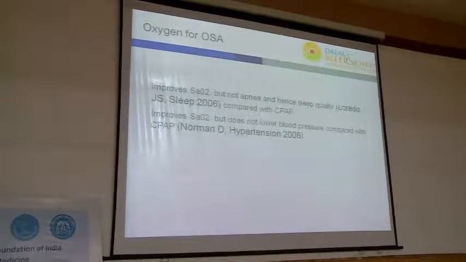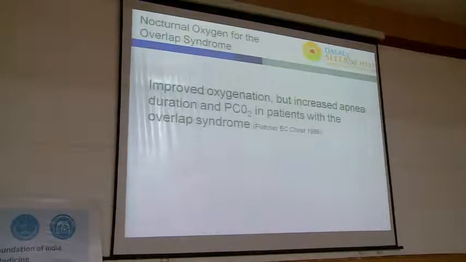What's the role of oxygen in obstructive sleep apnea? It improves hypoxemia but does not improve apnea and hence the quality of sleep. It improves the saturation but does not improve the blood pressure compared to the CPAP. The role of nocturnal oxygen in overlap syndrome: it improves oxygenation, but it causes increased apnea duration and also a rise in PCO2.